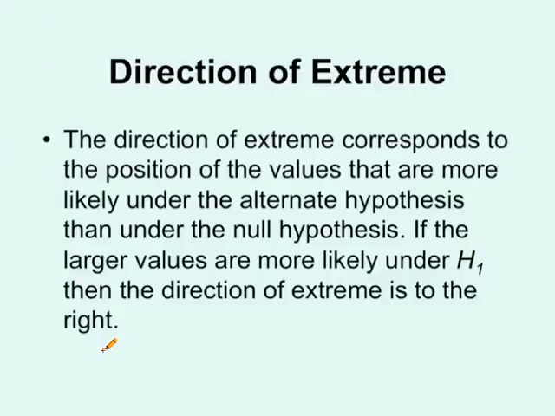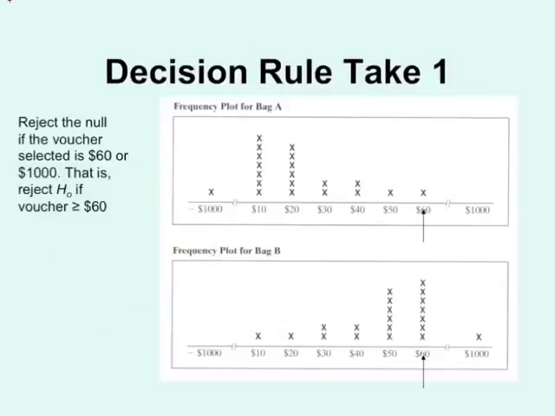So what we meant by that, let's just refresh our memory here for a second, is that if the bulk of the null distribution is here, let's just say H0 is here, and the bulk of the alternate is over here to the right, okay, then we notice that we have a one-sided direction of extreme, and in this case it's one-sided to the right. All right. Okay, so let's go ahead and come up with a decision rule.